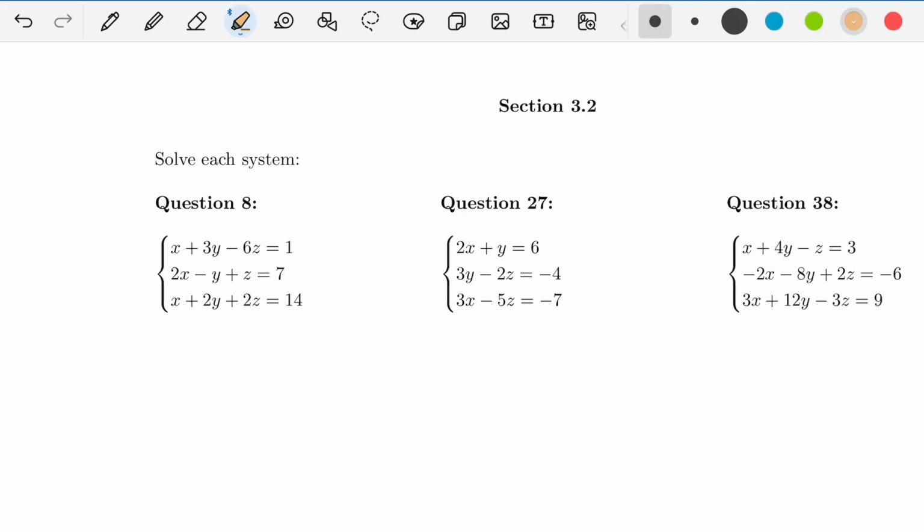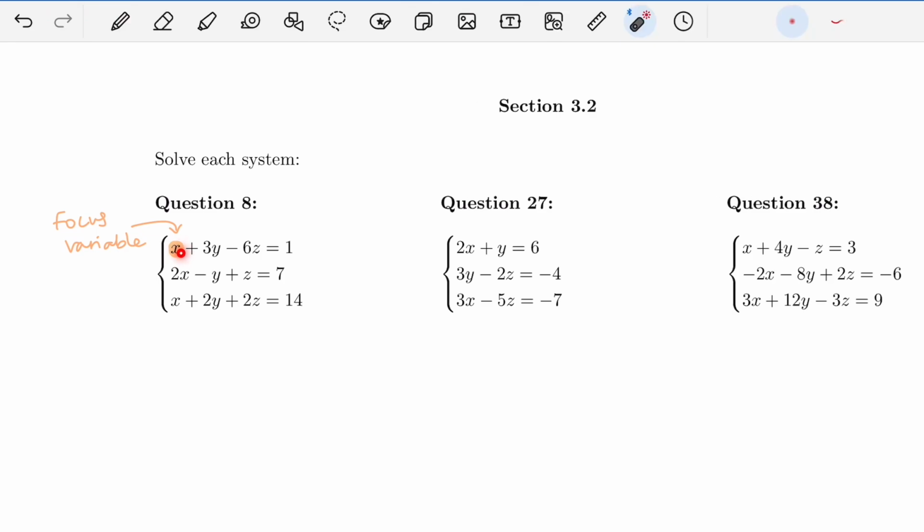Our focus variable is always going to be one that should have coefficient 1 or negative 1. So in this case, I'm going to choose x to be our focus variable since it has coefficient 1. Now, again, what we want to do is get rid of this focus variable, so we're left with a system of 2 equations and 2 unknowns. And to get rid of this focus variable, we're going to use elimination when we're dealing with a system of 3 equations. So what we'll do then is manipulate this equation here so that when I add it to one of these guys, our variable x is going to be eliminated.